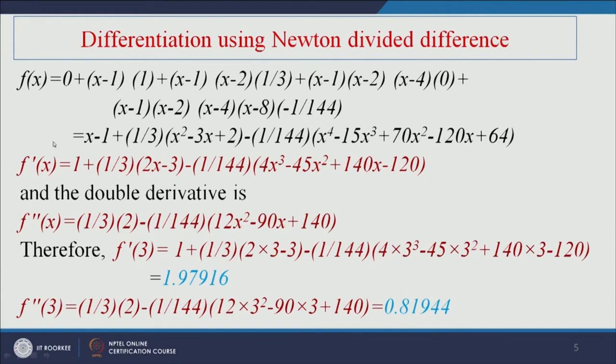And if you take the derivative, that is in the form of f dash x. So, f dash x can be written as first derivative 1, plus 1 by 3 into x square minus 3x plus 2, whose derivative is 2x minus 3, minus 1 by 144 then x to the power 4 gives 4x cube minus 45x square plus 140x minus 122. So, the final form we are obtaining here is f dash x.